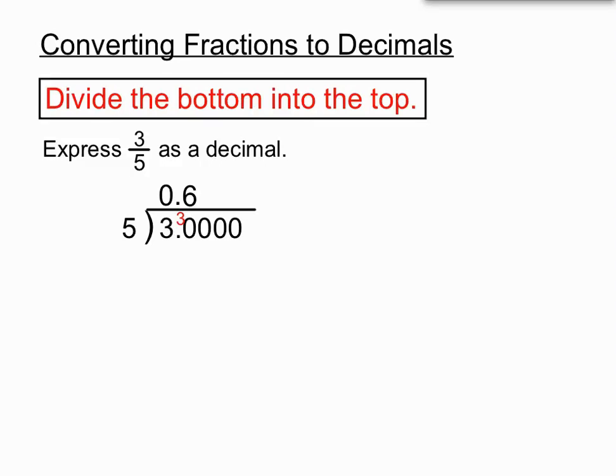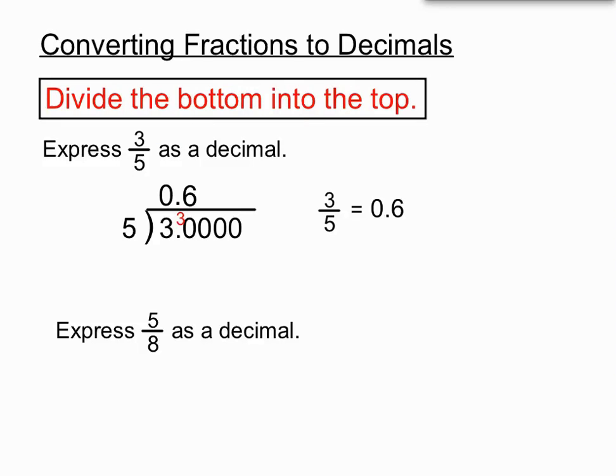So what's happened is, by setting it up so that the bottom divides into the top, we've converted 3 over 5 into the decimal 0.6, and we're able to do that successfully. So we can say that 3 fifths as a decimal equals 0.6. So the answer you get when you divide the bottom into the top becomes the decimal version of the fraction you started with. Let's have a look at a second example here.